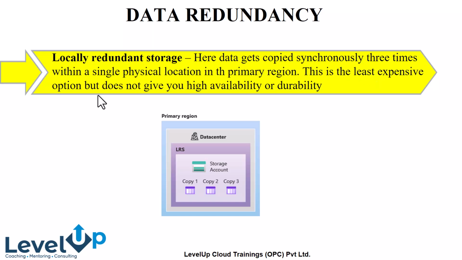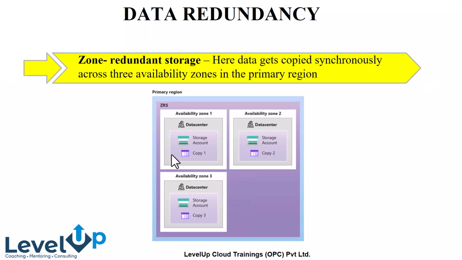This is the least expensive option but does not give you high availability or durability. So what does that mean? Let's say if this data center fails. Now even though I have three copies, all three copies are gone, right? So if you want more redundancy, there is another option called zone redundant storage.